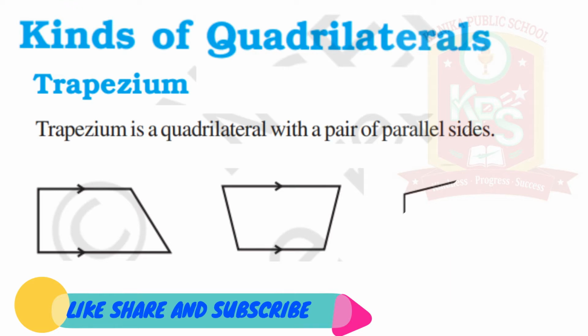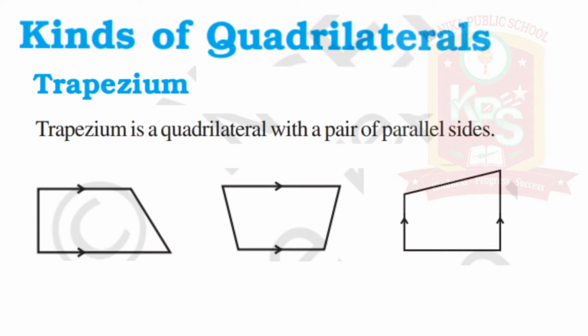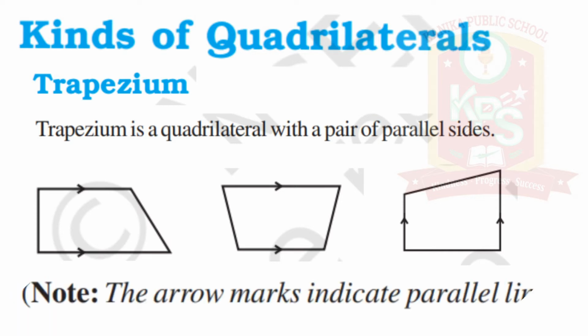And in the same way we can see this figure, that is the figure number 3. As you can see here, we have 2 parallel lines and 2 non-parallel lines, right? The arrow marks indicate parallel lines. So these are the figures of trapeziums.